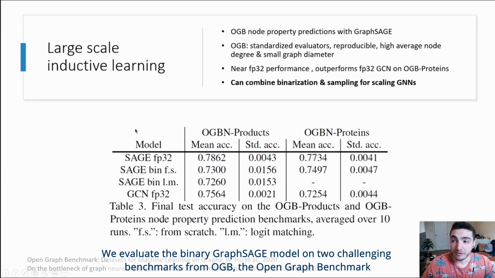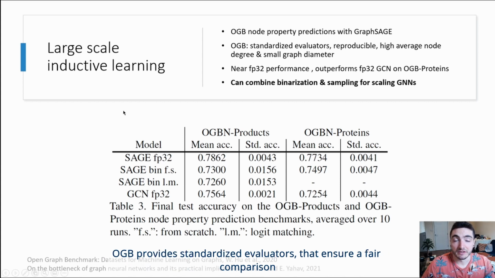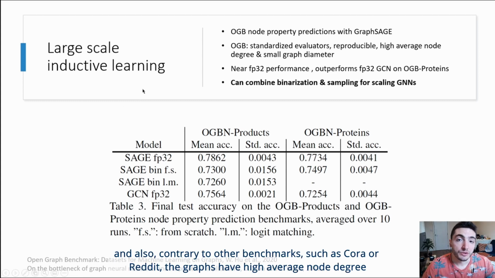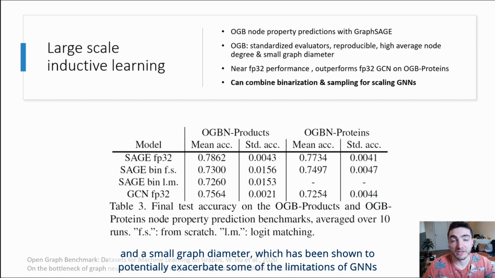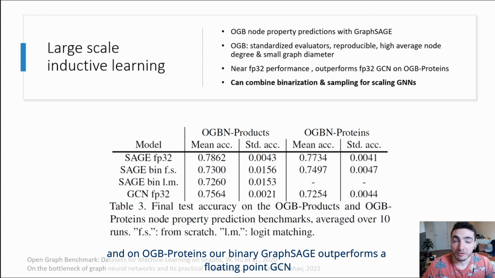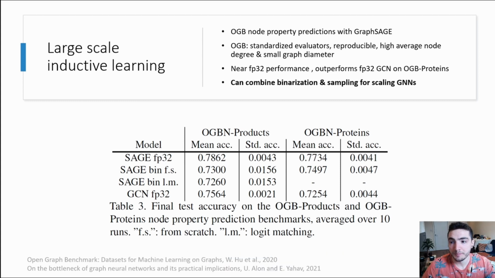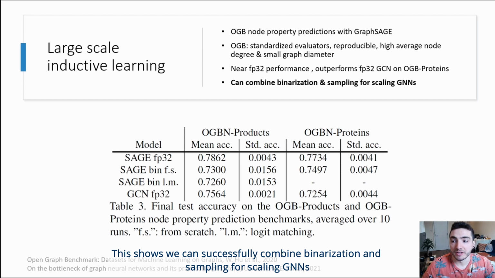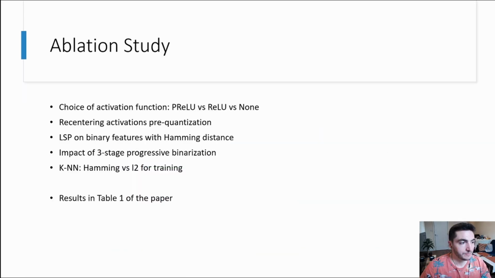We evaluate the binary GraphSage model on two very challenging benchmarks from OGB, the Open Graph Benchmark. OGB provides standardized evaluators that ensure a fair comparison, and also contrary to other benchmarks like Cora or Reddit, the graphs have high average node degree and small graph diameter, which has been shown to potentially exacerbate some of the limitations of GNNs. In all cases, we achieve near floating point performance, and on OGB proteins, our binary GraphSage outperforms a floating point GCN. So this shows that we can successfully combine binarization and sampling for scaling GNNs.